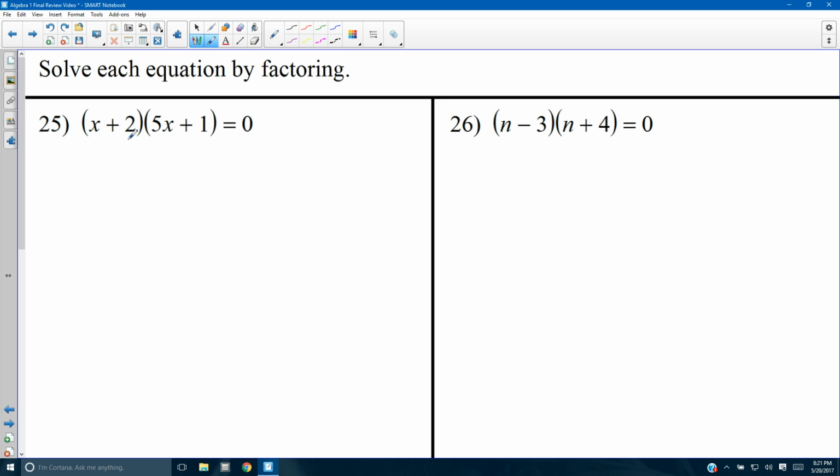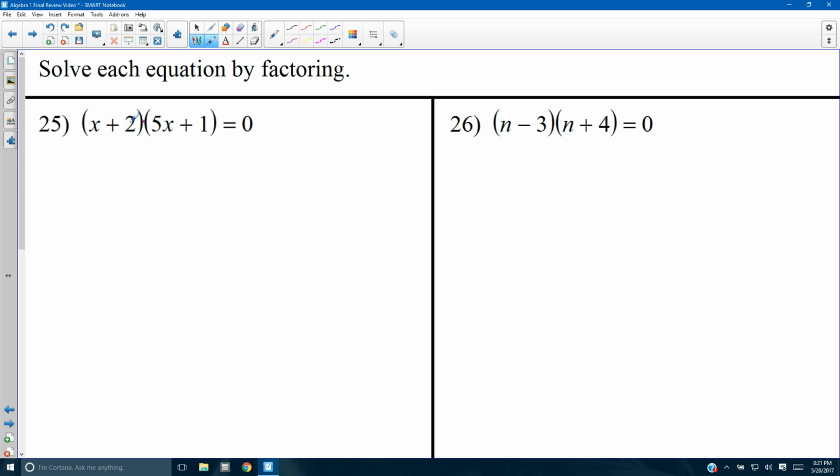Well, it's already factored. However this could have been written out, it would have been plus x plus 10, so plus 11x plus 2. They could have written it out like this to begin with, and you would have factored it down to this, and then you would have solved. So don't help them out by going backwards. Let's go forwards. What we're going to use is called the zero product property.